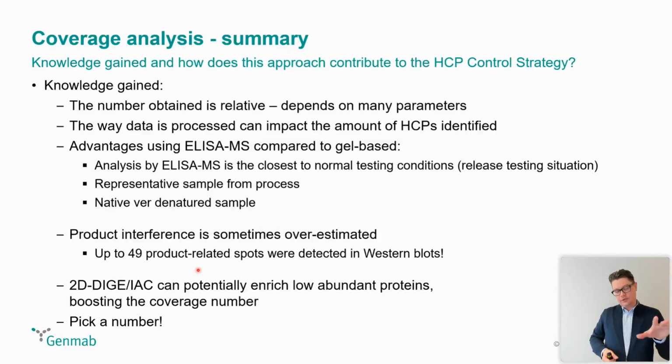And even though we had the 2D DIGE immunoaffinity chromatography approach that was close in a certain way to the coverage number from the ELISA-MS, we also know that it can actually boost the coverage number because it has the ability to enrich for low abundant HCPs. And this is the approach we call pick a number, because as you can see, many of the approaches gave very different numbers. And even within the ELISA-MS, the way you do your data analysis, you can have different coverage numbers.